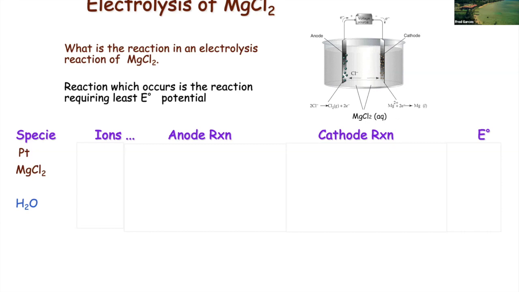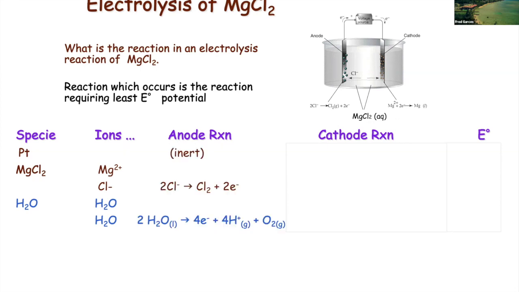This particular electrolysis has magnesium chloride and water. So the species are magnesium ions, chloride ions, water, and water. At the anode, the chlorine is going to undergo oxidation. Remember, anodes are always oxidation. And one of the waters will undergo oxidation. So that's what we have. We know that the chlorine is negative 1.36 volts and water is negative 1.23. Between those two, water is going to be the favorable reaction.